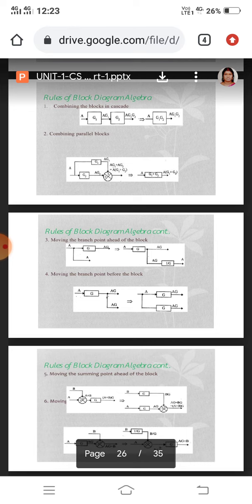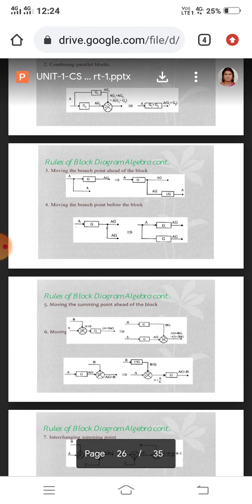Fourth is moving the branch point before the block. Here I noted that AG1 goes in front of that G block. So that G is present here.